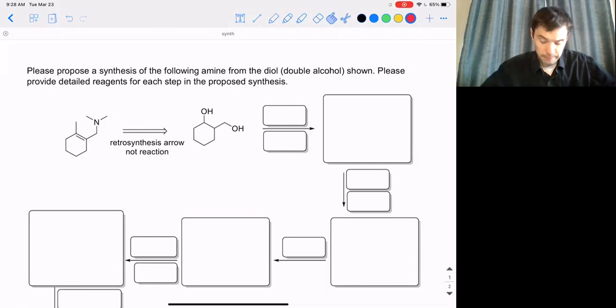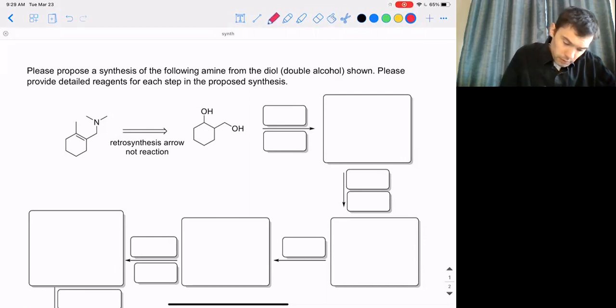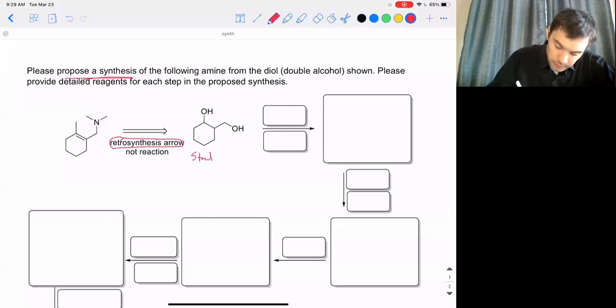Okay, welcome back. In this problem, what we're attempting to do is to propose a synthesis. And I always like these because they're fairly open-ended, and as you'll be able to see, we're going to be able to come up with more than a couple of options that could be right. And the important thing about a synthesis here is to recognize that this is a retrosynthesis arrow. So this is where we start, and this is where we're going to want to end.